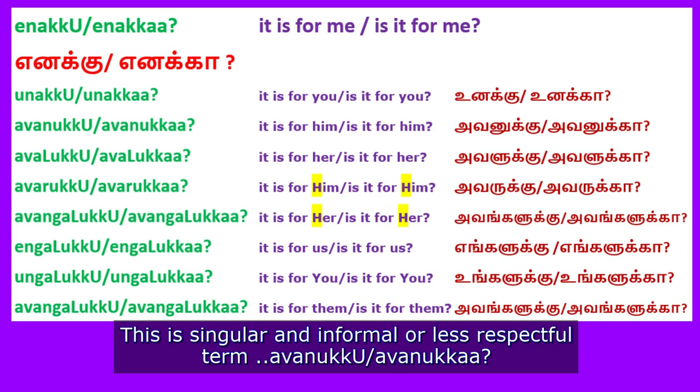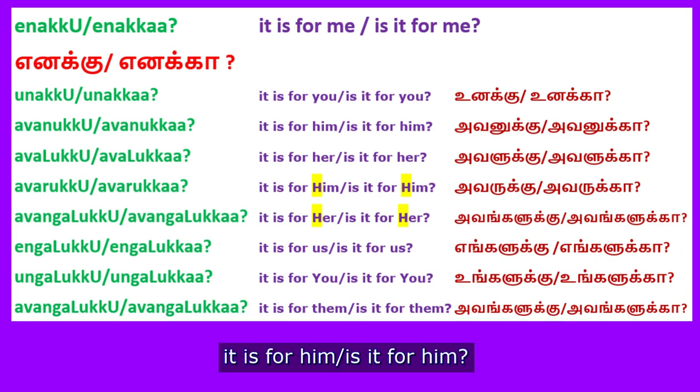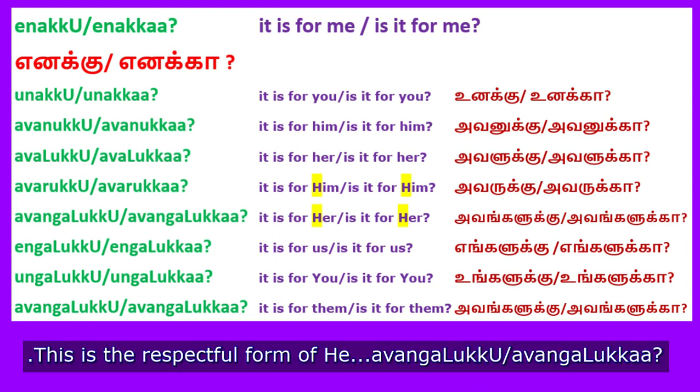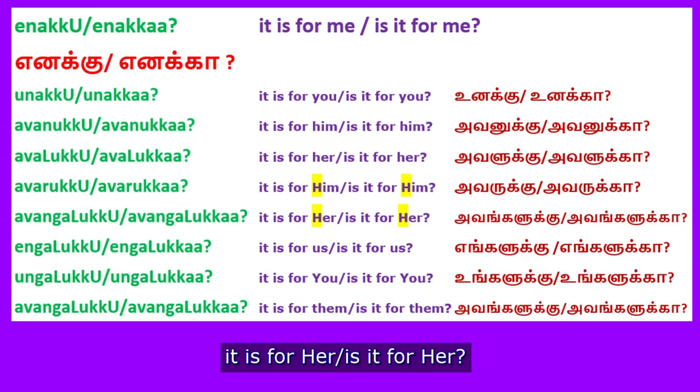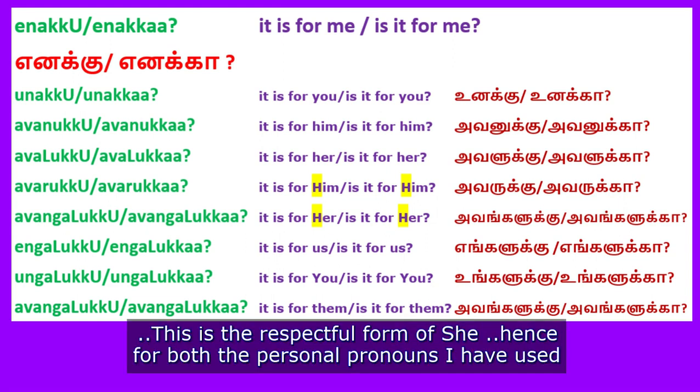Avanukku, Avanukka. It is for him. Is it for him? Avalukku, Avalukka. It is for her. Is it for her? Avarukku, Avarukka. It is for him. Is it for him? So this is the respectful form of he. Avangalukku, Avangalukka. It is for her. Is it for her? So this is the respectful form of she.